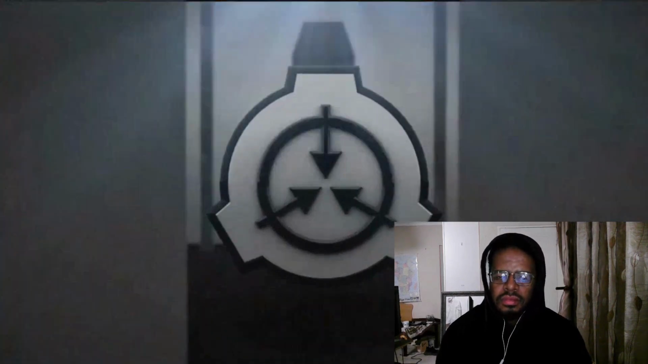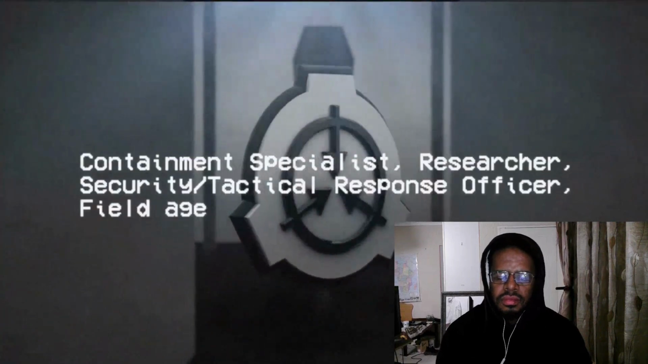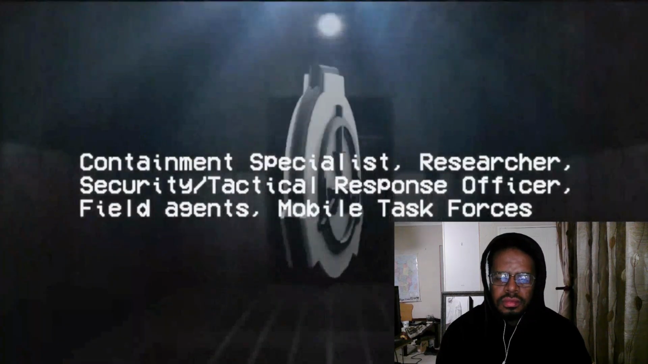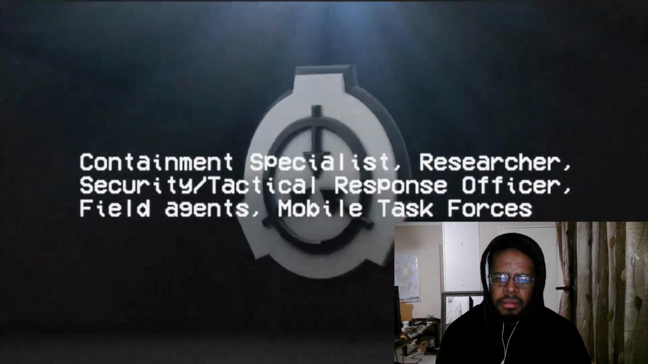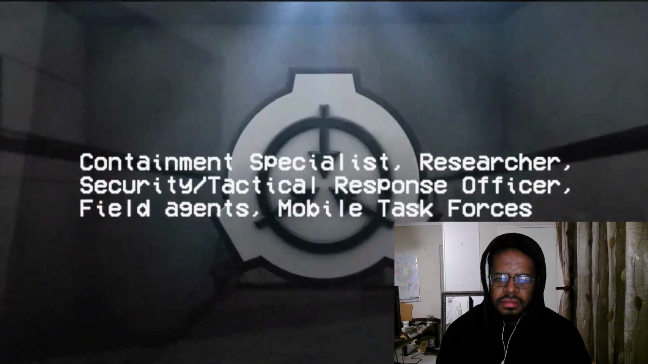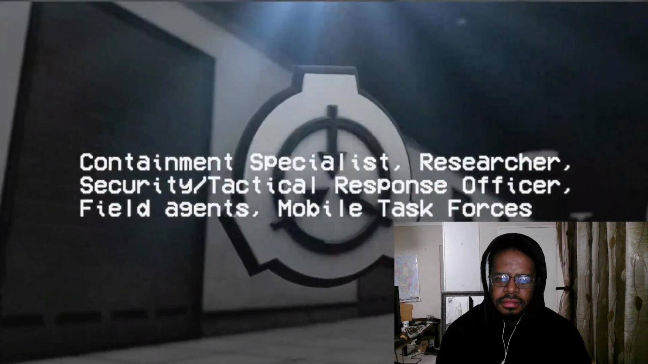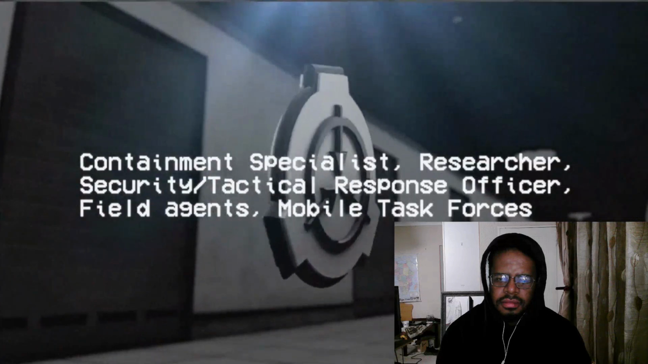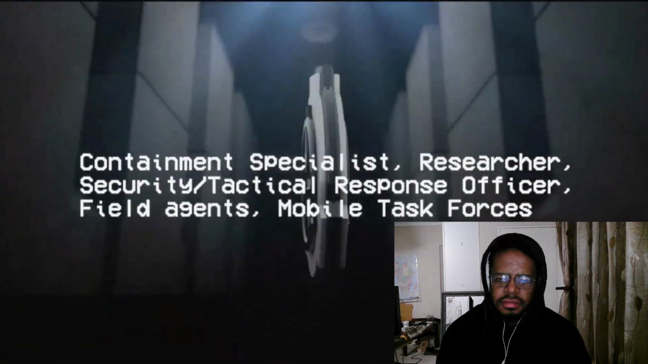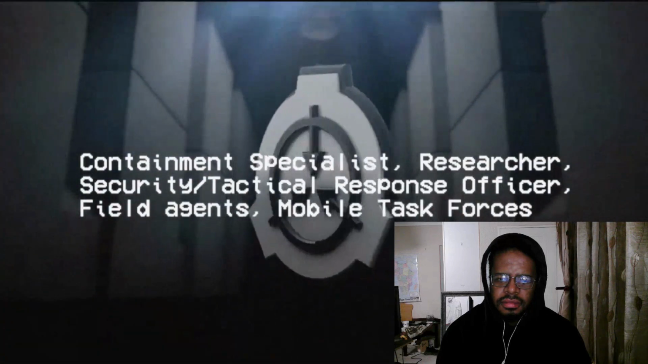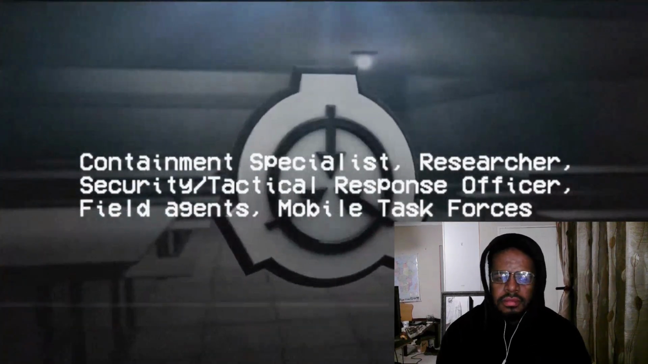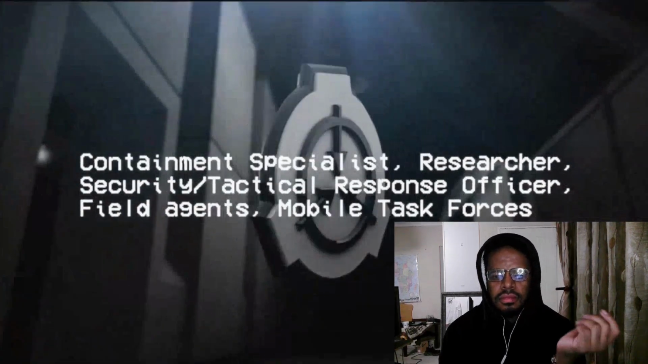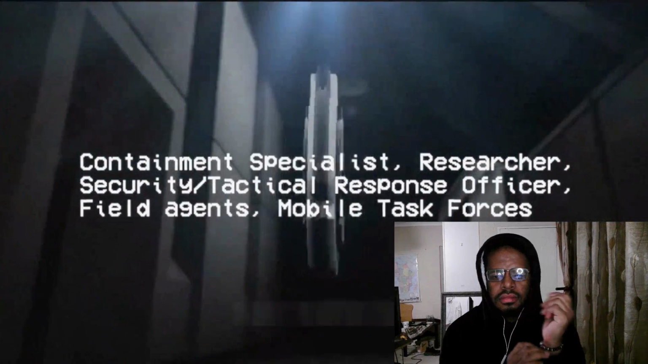There are also many types of workers in the Foundation. Among them, we have containment specialists, researchers, and security tactical response officers. There are field agents, who are out in the world undercover, looking for signs of anomalous activity, and mobile task forces, special units that are assigned to carry out certain dangerous jobs. The task forces document contains a list of mobile task forces along with their associated SCPs.